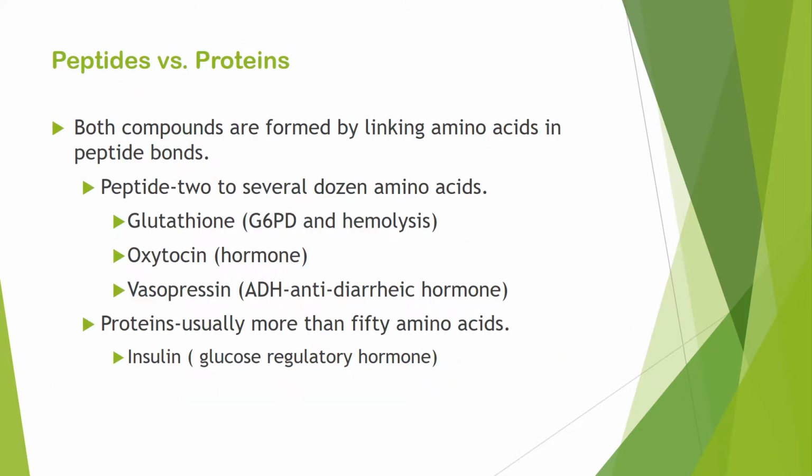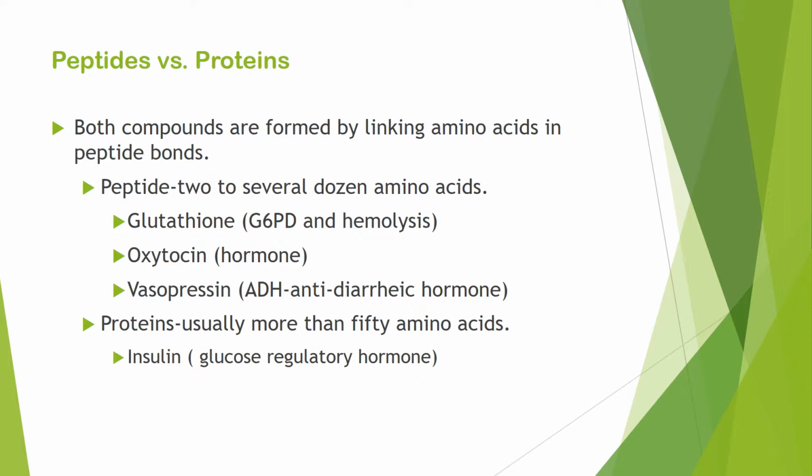Next thing I would like to talk about is how to differentiate between a peptide and a protein. Peptides and proteins are similar in that they are both made out of amino acids. Both of them are formed by amino acids that are linked together in peptide bonds. One major difference is that a peptide only contains 2 to several dozen amino acids. Examples of peptides include oxytocin and vasopressin.